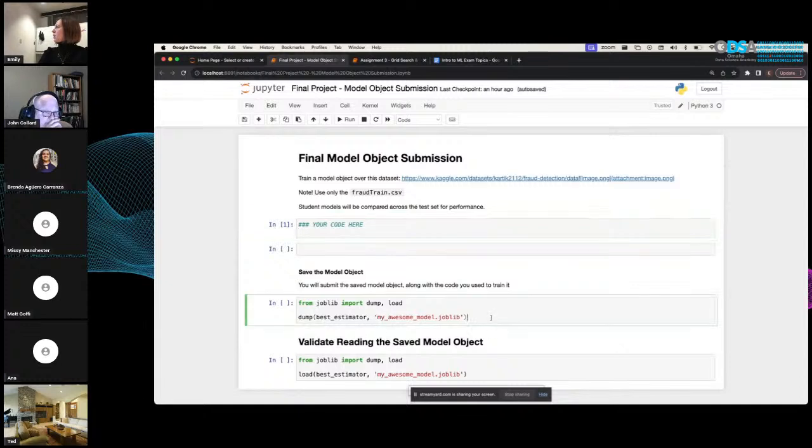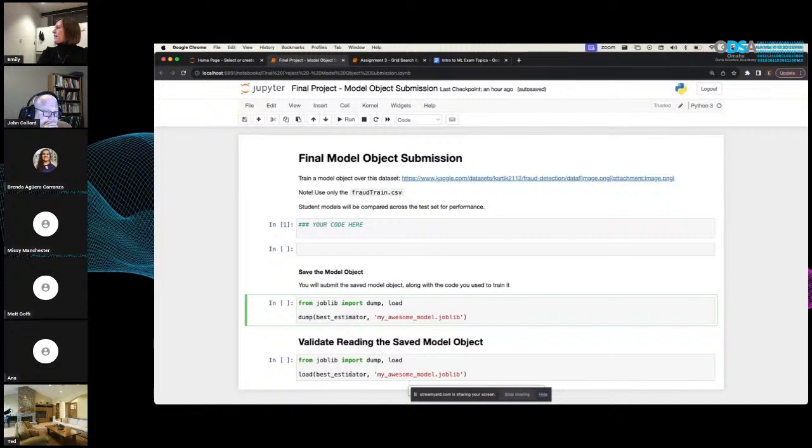But what you will hand in is a joblib file. I called this one my awesome model.joblib. You can call it whatever you'd like. You will run this code that will say dump. It's kind of like an export function, and then you'll pass it your actual model. I called it best estimator.